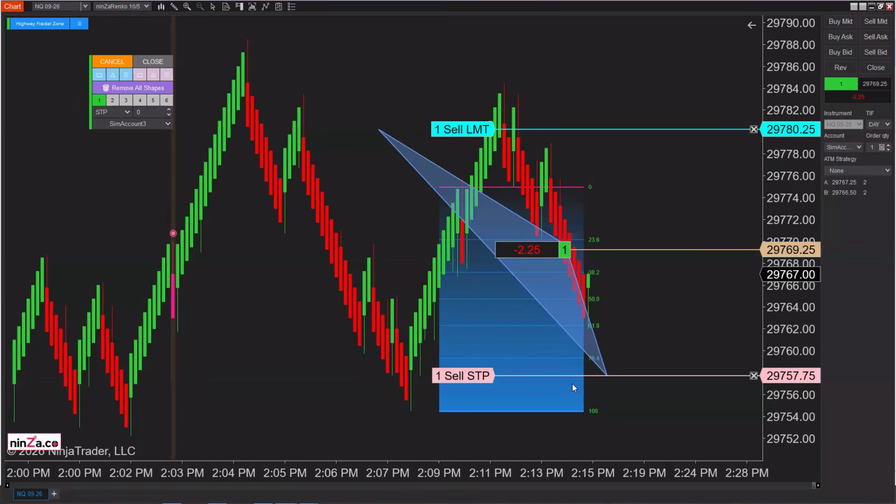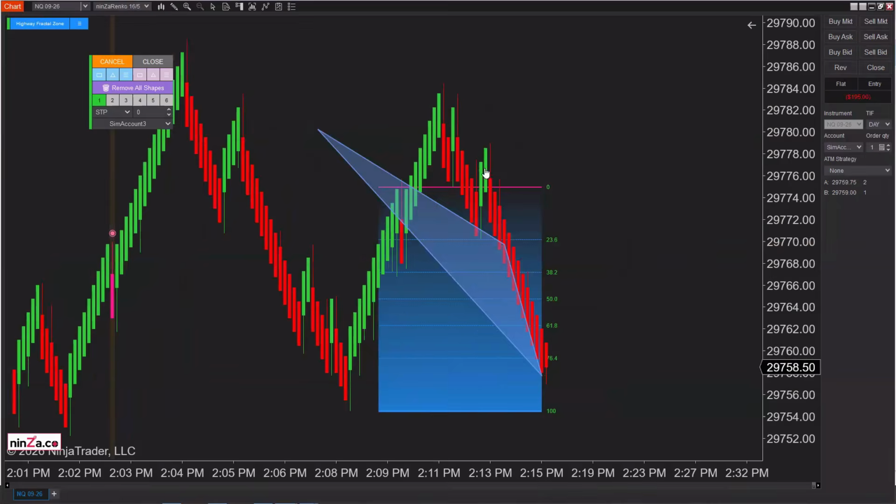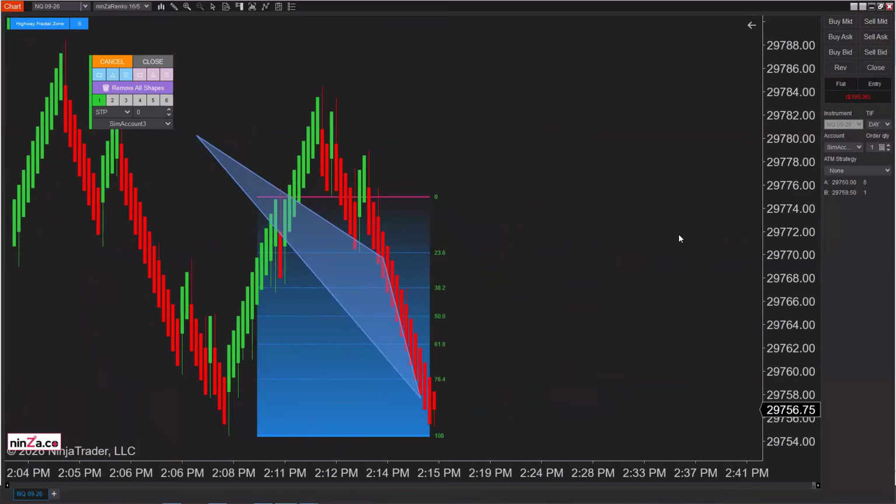So this is the triangle, and I'm glad it worked out. And again, it would only be good if it fills. Now I did get filled, but if price continued beyond the triangle without any fill, the order would just be canceled. That's why you need to kind of move the chart over as you are drawing your objects. Okay. Boom.